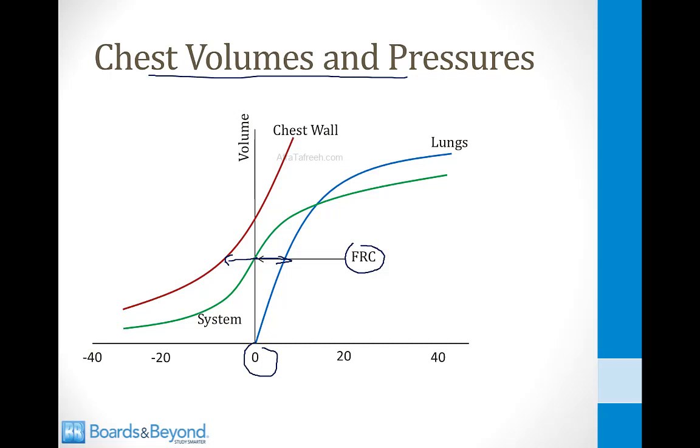In patients with emphysema, the blue line for the lungs changes to look like this. This means that the FRC is going to move up. The point where those forces are going to be balanced is now higher up. Thus, you have a higher volume at the end of a quiet breath, and that's why you get the barrel chest. That's the visual representation on this chart of the air trapping that occurs in emphysema.